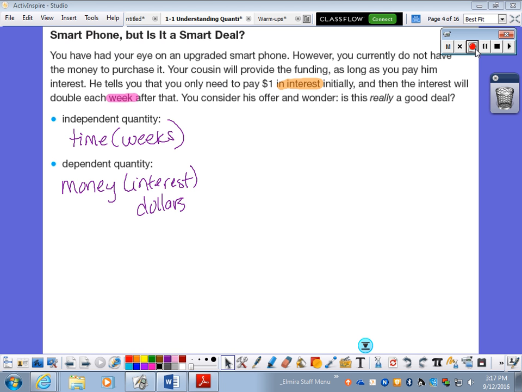But I think we left off on the smartphone problem. So the thing that we're measuring in the smartphone problem is weeks and interest. Weeks is a measurement of time. That's our independent quantity. And interest in dollars is money. All those things go under our dependent quantity.